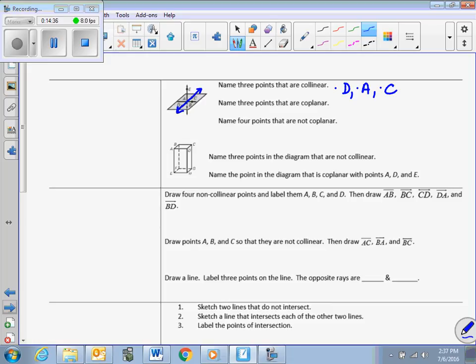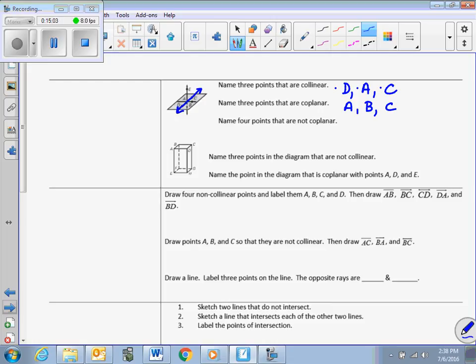Name 3 points that are coplanar. Well, I can see that A, B, C, and D are coplanar, but remember, I can pick any 3 of those points that are not collinear, and they could be coplanar, but I'm going to pick the ones that actually look like they're on the same plane. So how about A, B, and C? Point A, B, and C. They're all on that gray plane that you see there.